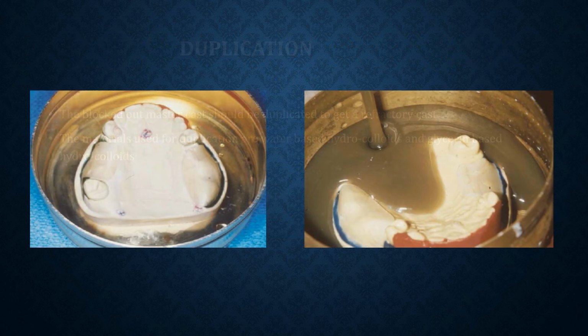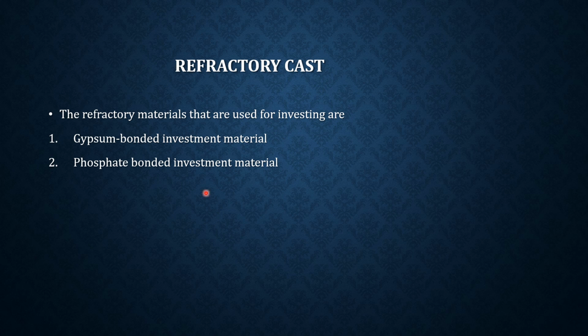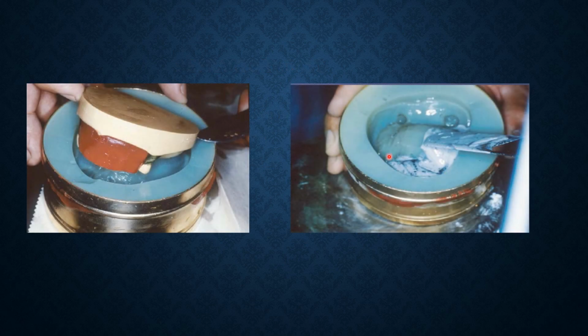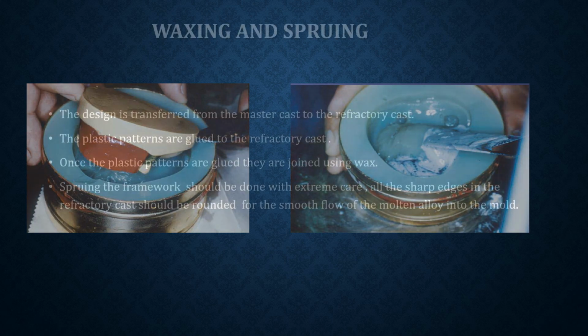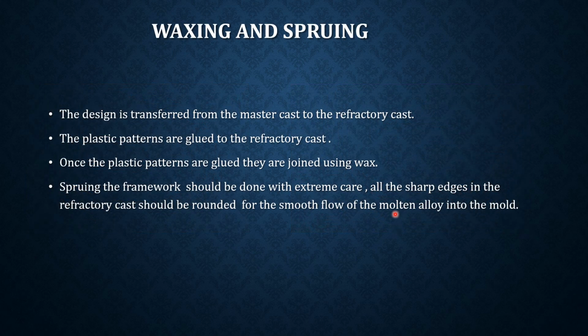All right, and let it set. So this will be rubbery and then you can use any of the investment material, either gypsum bonded or phosphate bonded. The cast you get out of pouring the refractory material is known as the refractory cast. So once you get a refractory cast, the plastic patterns are glued to the refractory cast.